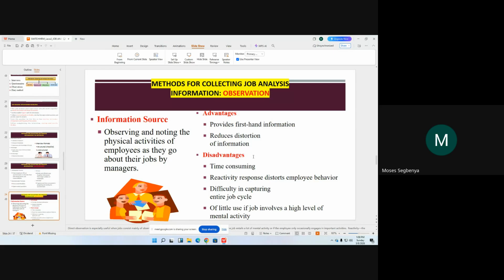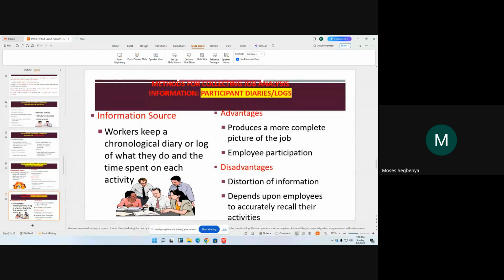Sometimes when you are observing, your eyes are only on one part. And sometimes when you are watching people and they know that you are watching them, of course, fakeness will come in. It is also of little use if the job involves a high level of mental activity. If the job is not using physical strength, how are you able to observe it? How will you know what is going on in somebody's mind? How easy is it going to be if you want to observe that? So observation also has a limitation.